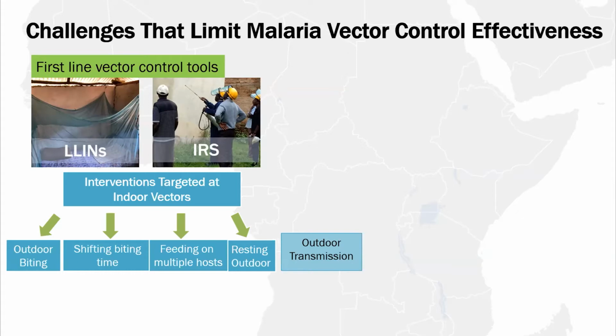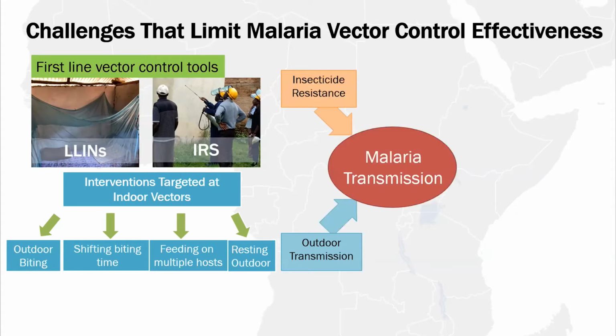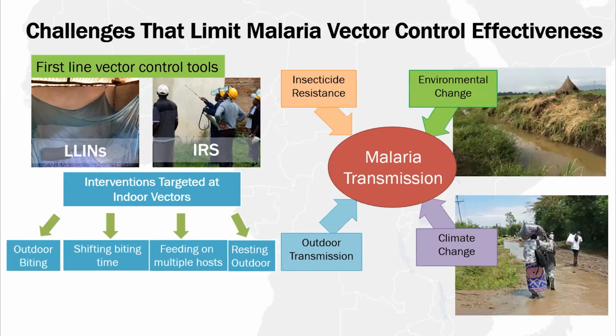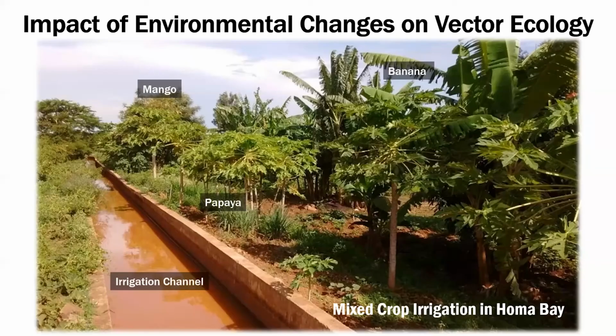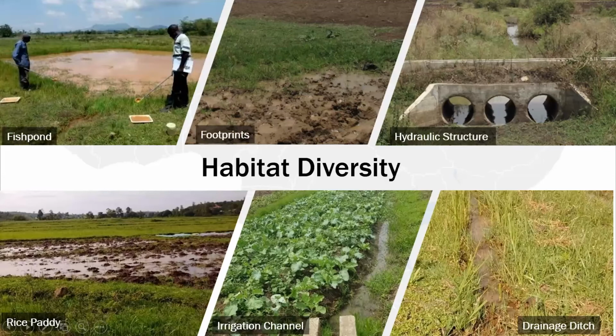Outdoor transmission and insecticide resistance, we know, are very important in malaria transmission. And this can be aggravated by environmental changes and climate change. When we look at some of these activities within our study areas, such as mixed crop irrigation, these are activities that are modifying the environment in ways that may be conducive for vector activities. Here, we can see habitat diversity is a result of these irrigation activities that have cropped up in these areas of irrigation.